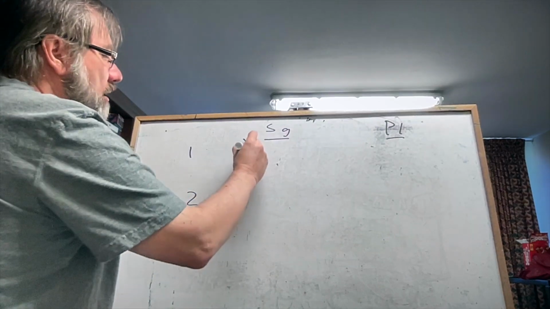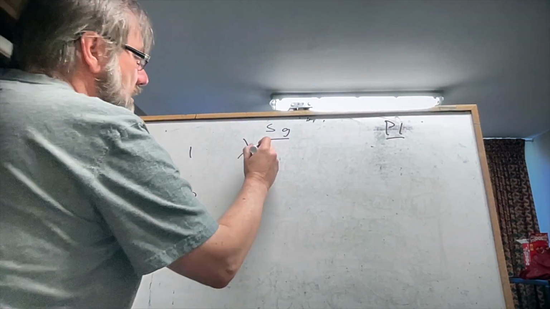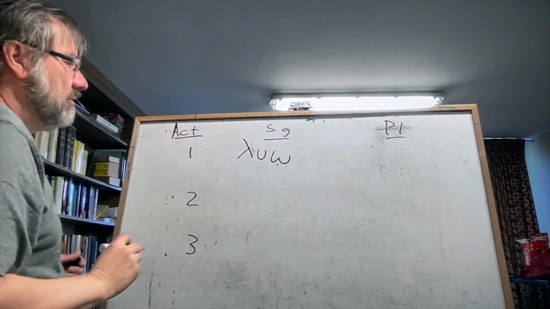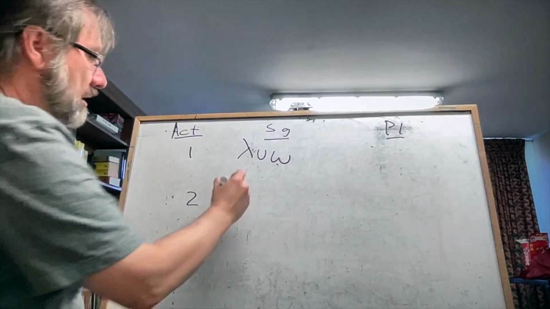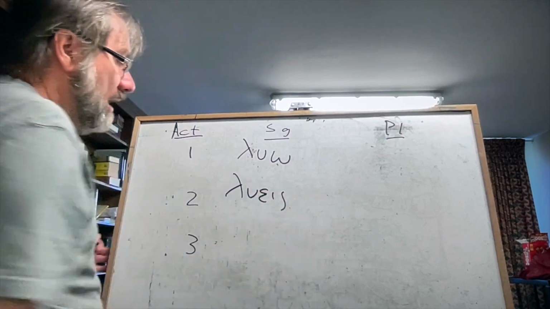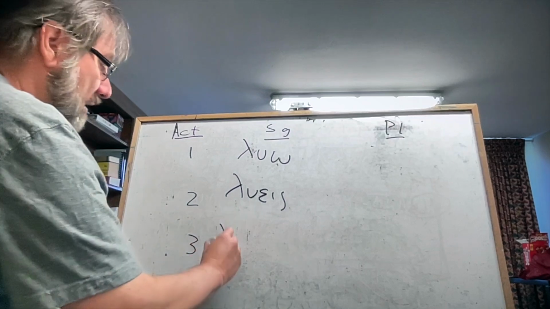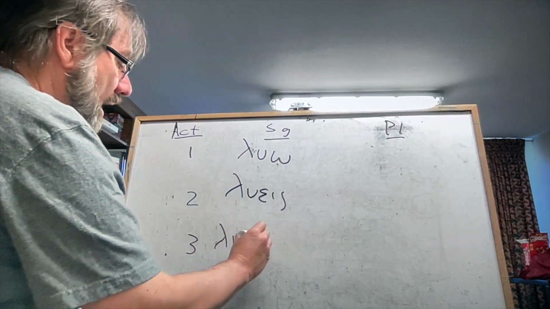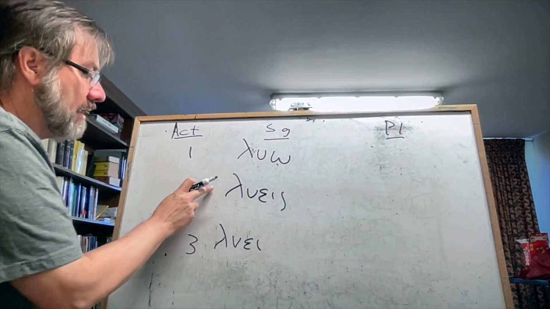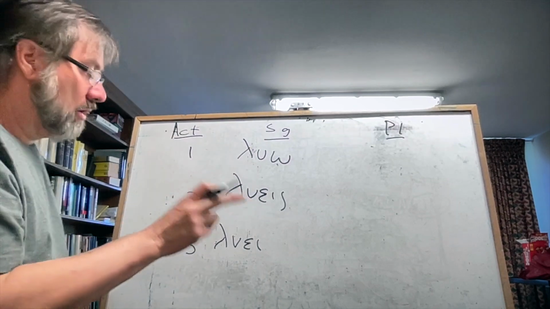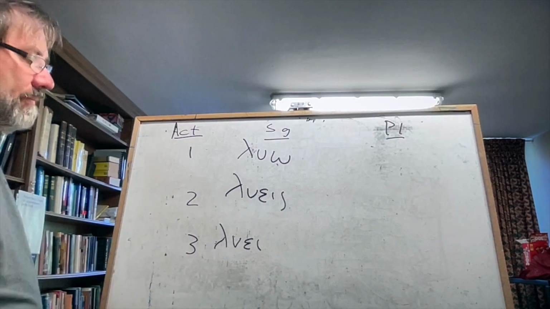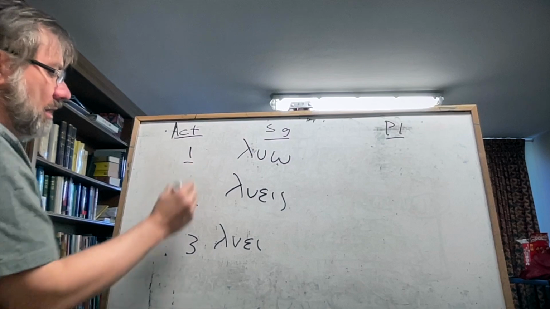So the first person singular is luo. These are the active forms. Luo. The second person singular is lueis, and the third person singular is luei. Okay. I loose or I am loosing. You singular are loosing. He, she, or it is loosing. Okay. So those are the singular forms.